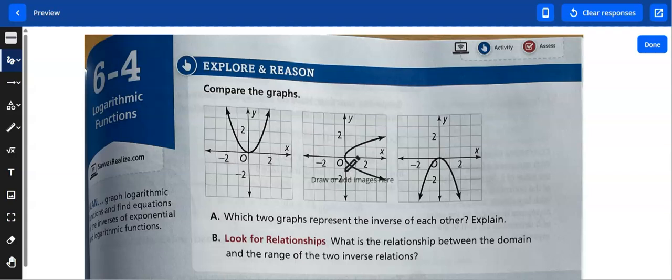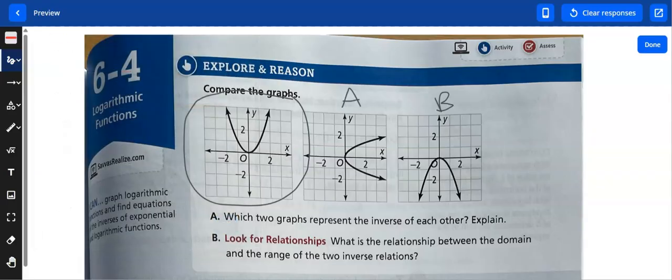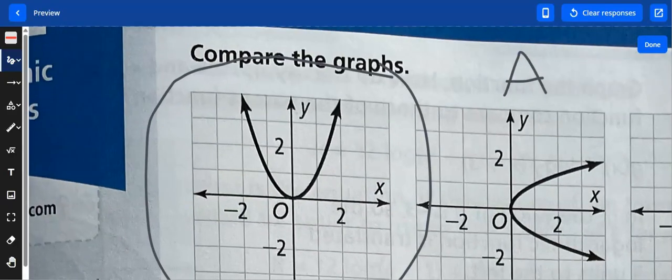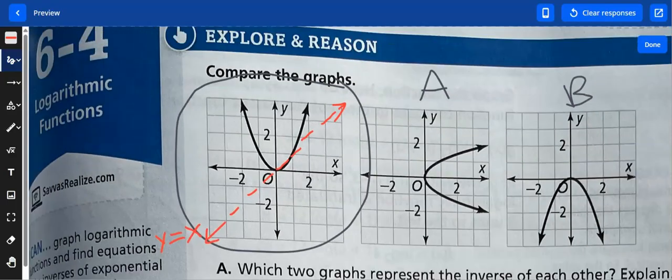Which two of these graphs represent the inverse of each other? I will give you a hint. One of them is this. So you've got the choice of A or B. Which one of those represents the inverse? Now, I will remind you that we said to be an inverse means it had to be a reflection across this line, y equals x.